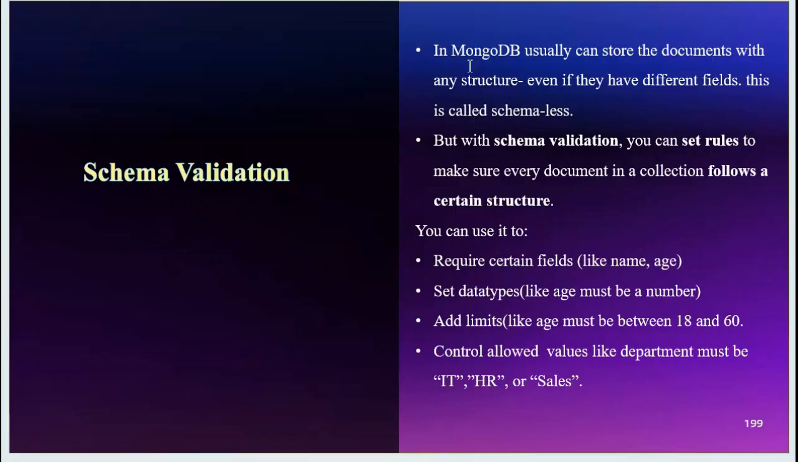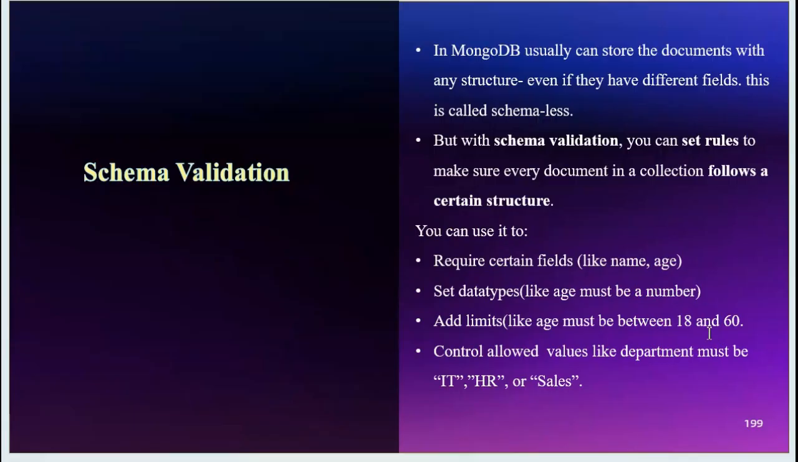Here you can see some points about that. MongoDB usually can store documents with any structure, even if they have different fields. This is called schemaless. But with schema validation, we can set rules to make sure every document in a collection follows a certain structure. We can use it to require certain fields like name and age, set data types like age must be a number, and add limits like age must be between 18 and 60.